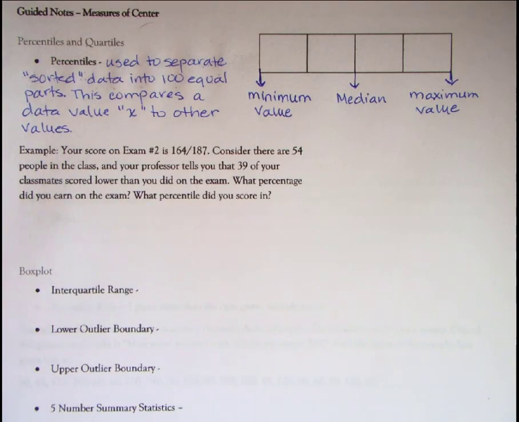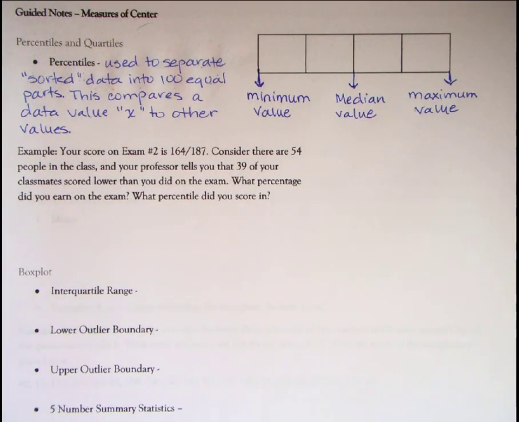If you cut your data set directly in half, where you have an equal number of data values to the left and an equal number of data values to the right, the value directly in the middle is considered the median value. Now we can consider the lower half of our data, and now we can cut that in half. Cutting that data in half means that we now have 25% of our data on one side and 25% of our data on the other side.